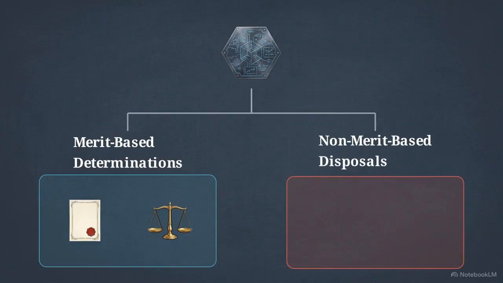The second pathway consists of non-merit-based disposals. Here, cases are terminated purely on technical grounds, like a missed administrative deadline or a lack of jurisdiction, without the judge ever engaging with the underlying facts.